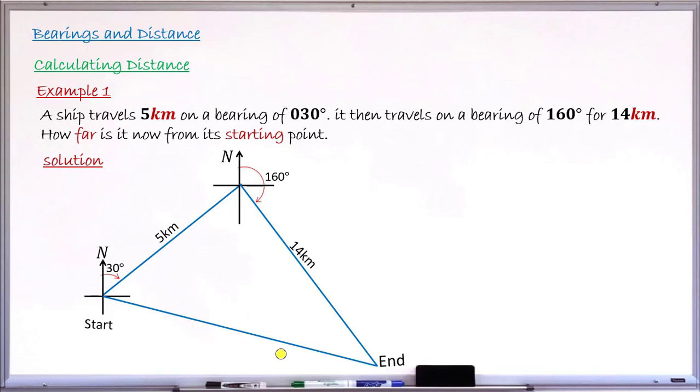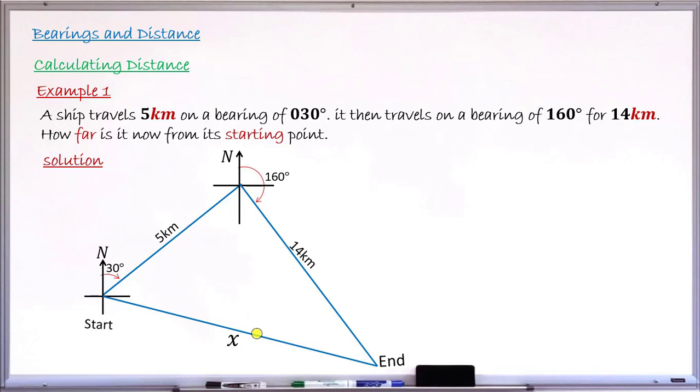The next step says you mark the side that you wanted to find. The question says how far is it now from its starting point. This is where the ship started and this is where it ends. So the distance between the end point and the starting point, because the ship finally is now here and this is where it started, will be the length of this side of the triangle. So let me mark X. This is the side that I wanted to find. So step 3 is also done.